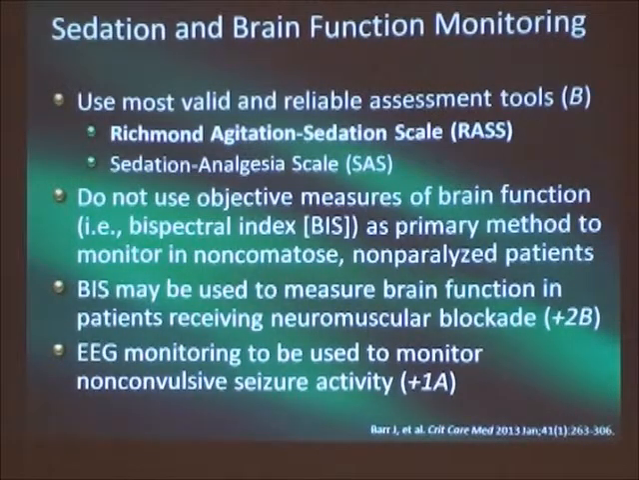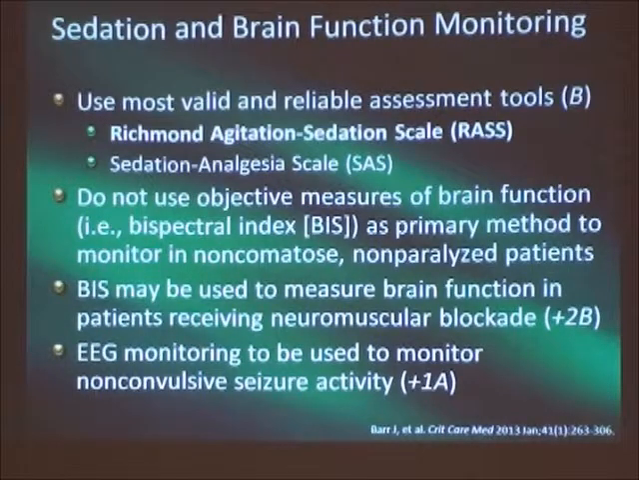So, as I talked about the behavioral pain scale, use the most valid and reliable assessment tools here. Look at what I put at top and bolded. That's what we use, the Richmond Agitation Sedation Scale. Do not use objective measures of brain function, i.e. bispectral index or BIS monitors. Many of you have asked me about this. We have talked about this when we use it. I will give you more details very soon, as a primary method to monitor non-comatose, non-paralyzed patients.